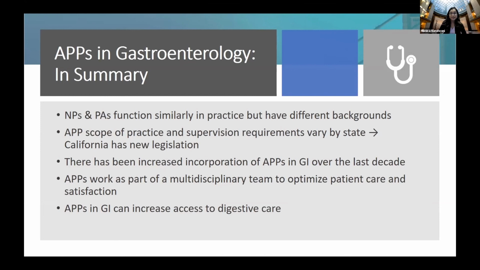There has been increased incorporation of APPs in gastroenterology over the last decade, as illustrated in that JAMA Internal Medicine article, with about 28% of GI practices as of 2016 having an APP. But according to Twitter, it's 85%. So I'm going to go with my Twitter poll results for that one. And then APPs work as part of a multidisciplinary care team to optimize patient care and satisfaction. APPs in GI can really increase access to digestive care, especially given the projected physician shortage.